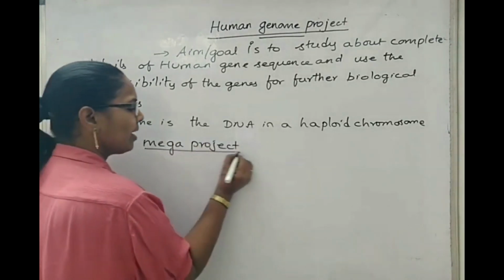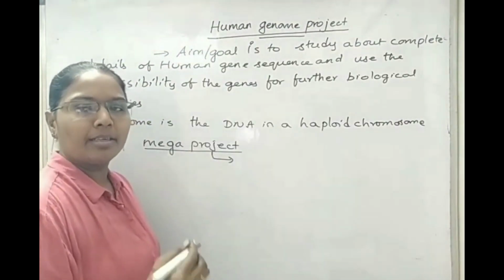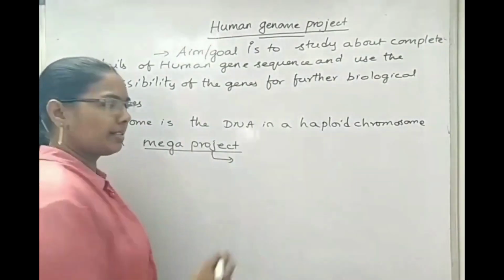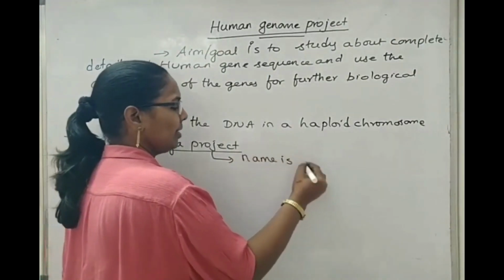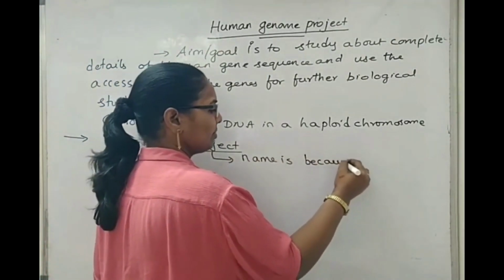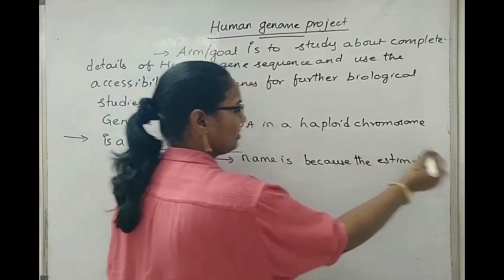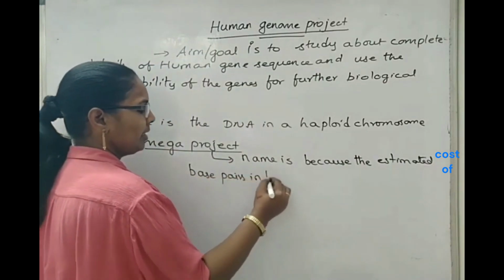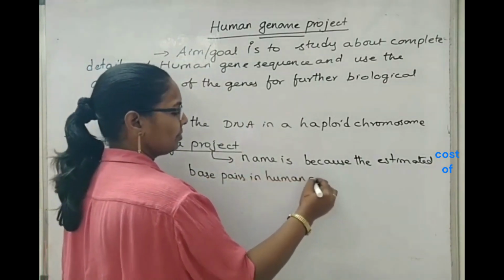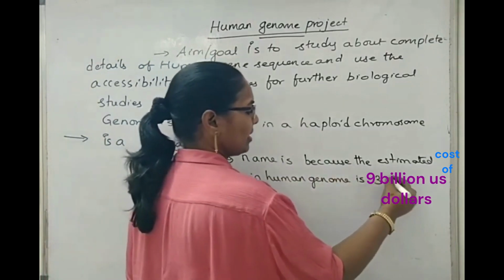Why is it called a mega project? Because it was estimated that the number of base pairs in the human genome is nearly 3 billion.